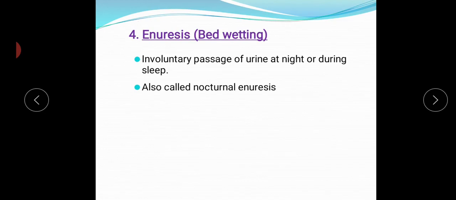Next one is enuresis. That is also known as bedwetting. You may also call it nocturnal enuresis. Physiologically it is seen in children, but many times it is also seen in older children or in adults as well. There is basically an involuntary passage of urine at night or during sleep. Most of the time this is seen during sleep, and most of us are sleeping at night. So this is also called nocturnal enuresis.